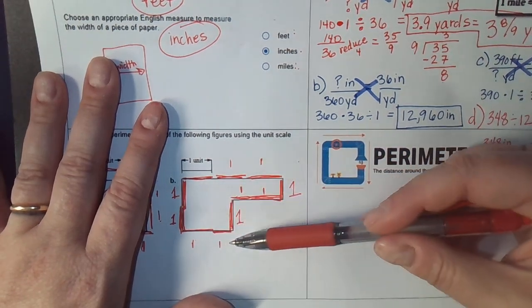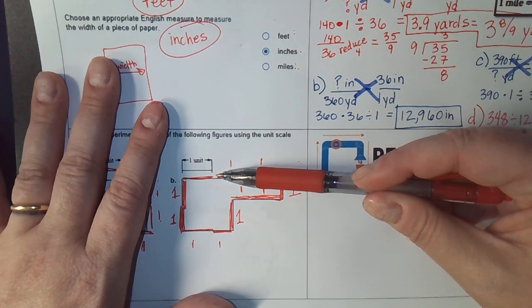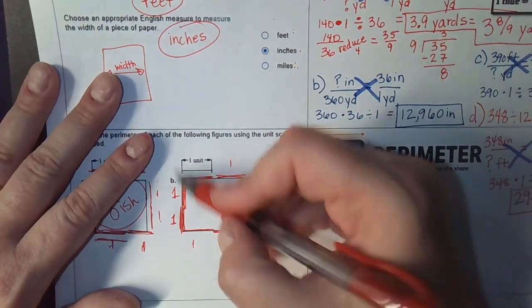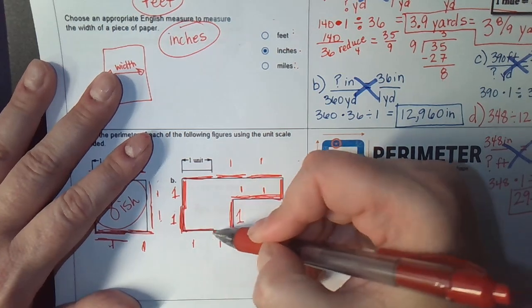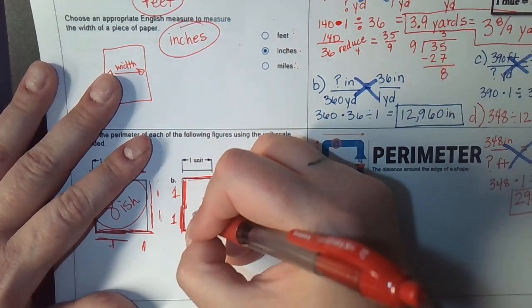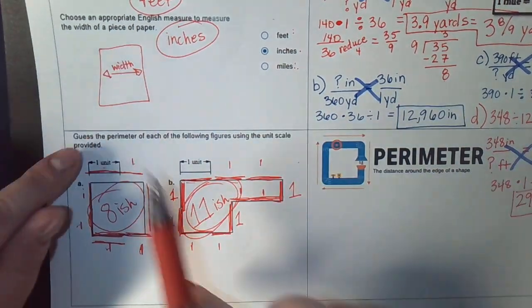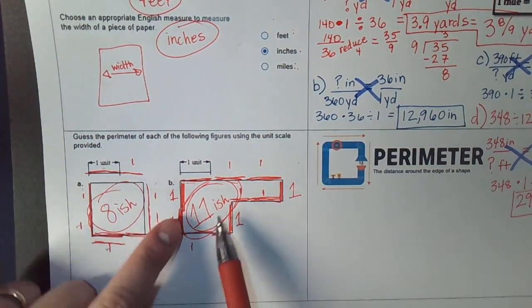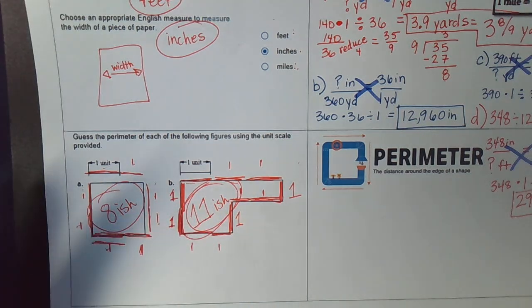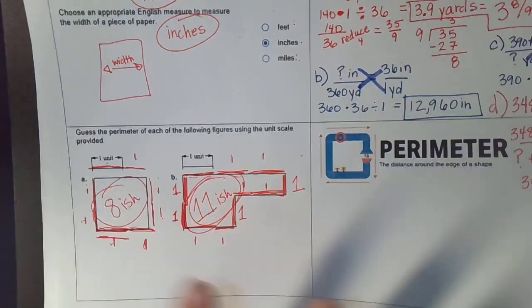1, 2, 3, 4, 5, 6, 7, 8, 9, 10, 11. I think this is 11 little segments. 11-ish. So because it says guess, it's okay that we have that little ish on it. You don't actually type in ish in your homework. All right, let's keep going.